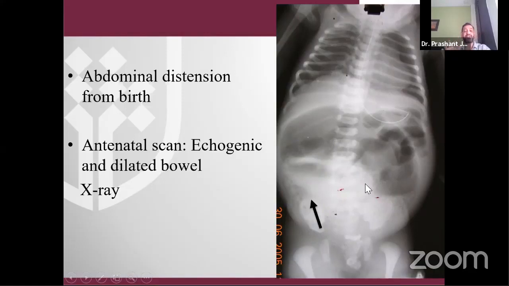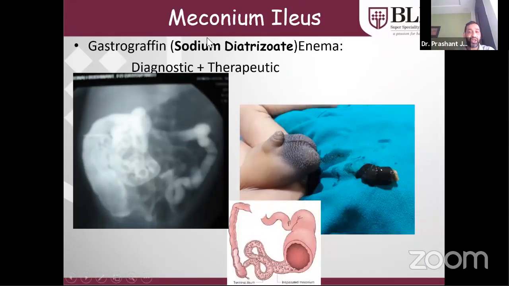So this impacted meconium will not form air fluid levels. It will just cause the obstruction, proximal dilatation, and give you the soap bubble appearance, mainly in the right iliac fossa. Sometimes in these patients on antenatal scan, you will have echogenic bowel also seen. So when you are suspecting a diagnosis of meconium ileus, the next step would be again to do a gastrographin enema, which is a hyperosmolar agent.